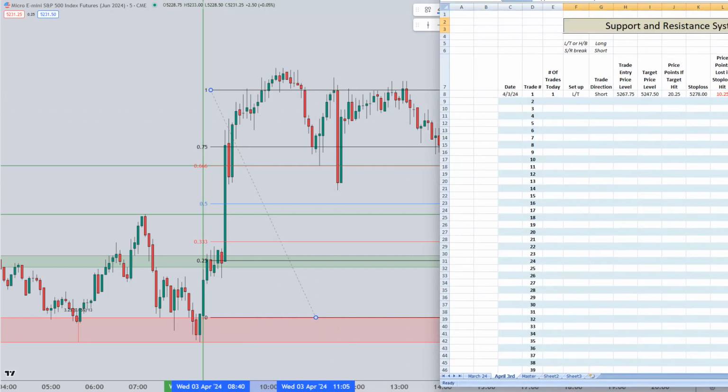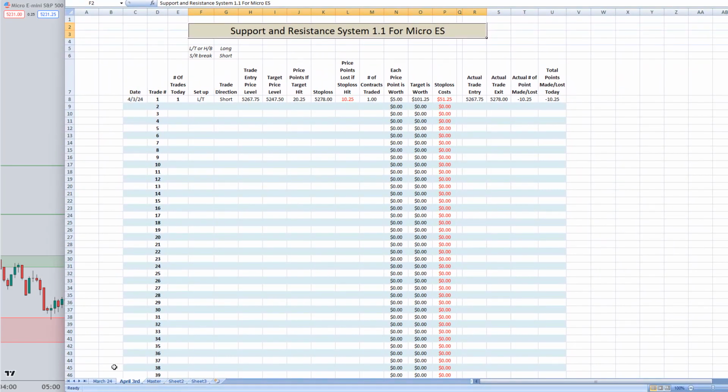So let me bring the record up here. This is for April 3rd, Support and Resistance System 1.1. It was the first trade of the day, a lower top type setup. Our direction was short. We entered at 52.6775. Our target price was about 20 points lower. Our stop loss was about 10 points higher at 52.78. We hit our stop loss, so we lost $51.25, trading only one contract at $5 a point. So we're down 10.25 points for the day.